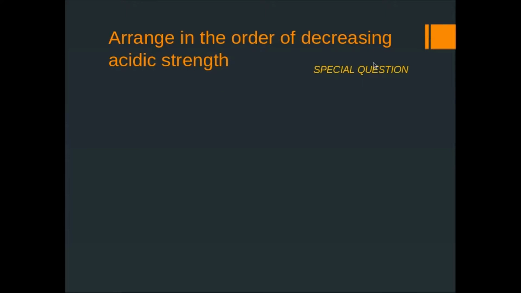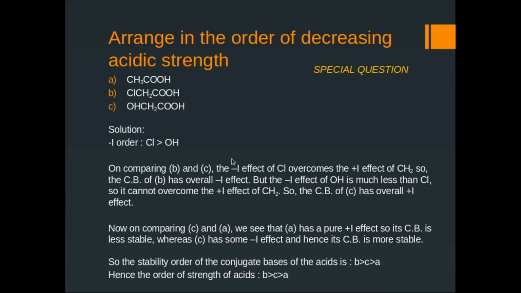So this is another special question. Here we have to arrange the molecules again in decreasing acidic strength. Here you can see the minus I order. The chlorine has a higher minus I effect than OH. That means the electronegativity difference between chlorine and carbon is more than between OH and carbon. Here OH is actually not playing a role; it is mainly the electronegativity difference of oxygen and carbon.